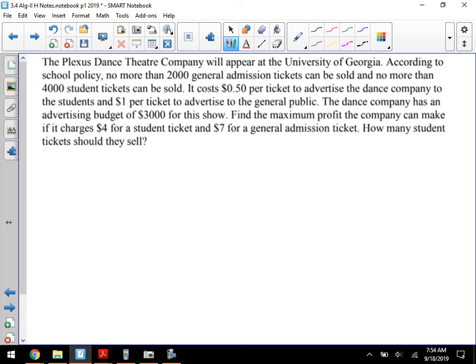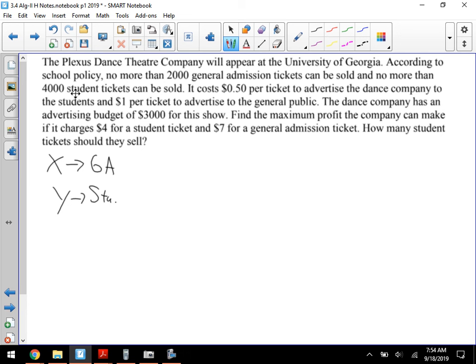Thank you. So dance theater company, guys, is going to the University of Georgia. According to the school policy, no more than 2,000 general admission tickets can be sold, and no more than 4,000 student tickets can be sold. So right away, we have two things they're talking about: student tickets and general admission tickets. Which one did they talk about first? General admission. So right away, X is our general admission. Okay? And then my Y values will be the students.